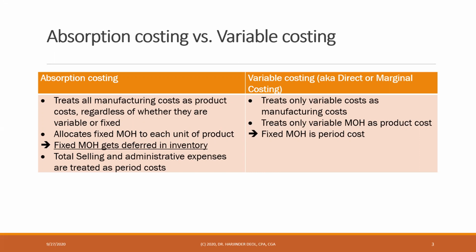On the other side, your absorption costing method will treat all of the manufacturing cost as product cost, regardless of whether it was fixed or variable. So if it's manufacturing overhead, it will be treated as part of the product cost. They allocate the fixed manufacturing overhead to each unit of product, so fixed MOH is then deferred to inventory. Selling and administrative expenses are treated as period cost under this method.